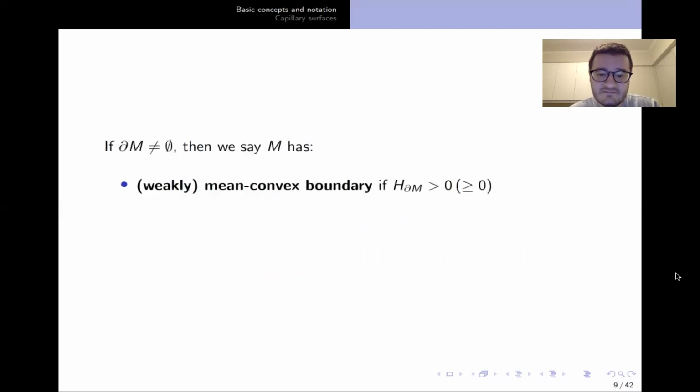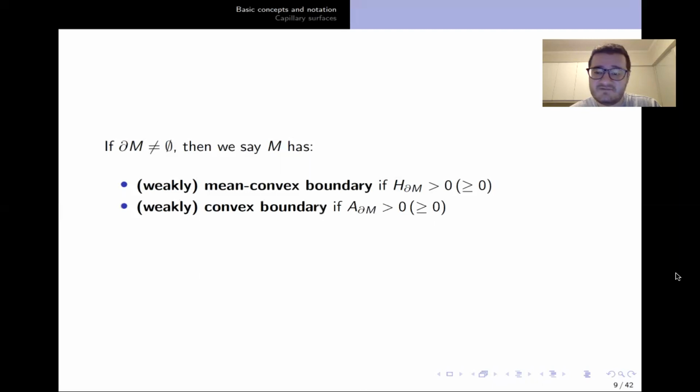So this is a mean curvature. And we can also say some definitions for the boundary of M, if M has a boundary. For example, if M has a boundary and the mean curvature of the boundary is positive, then we say that M has mean convex boundary. And if the mean curvature of the boundary is just non-negative, then we say that the manifold is weakly mean convex.